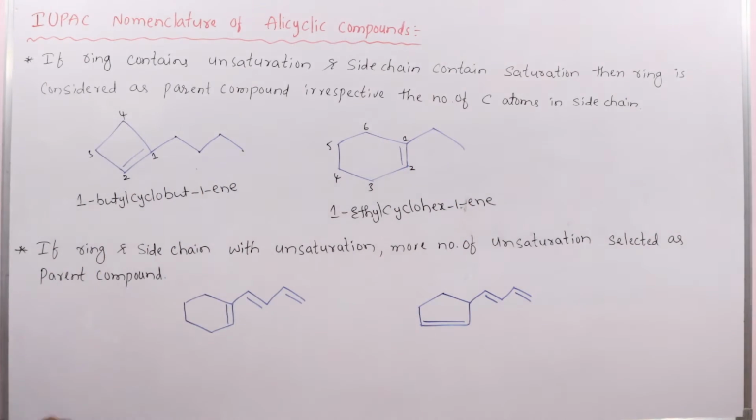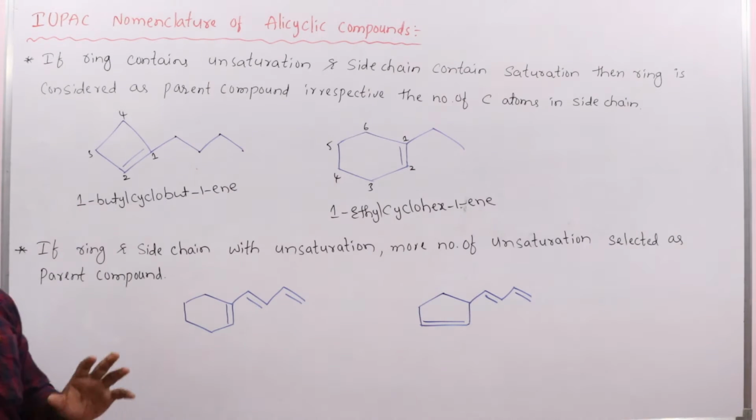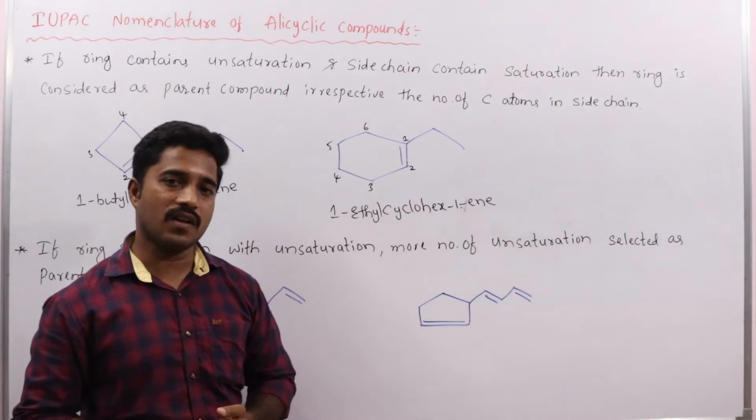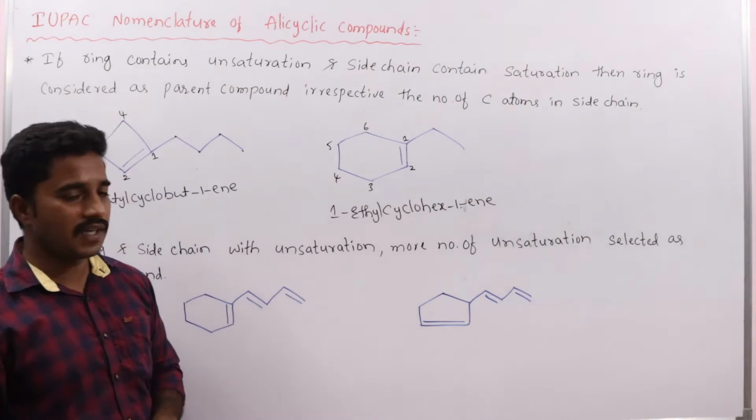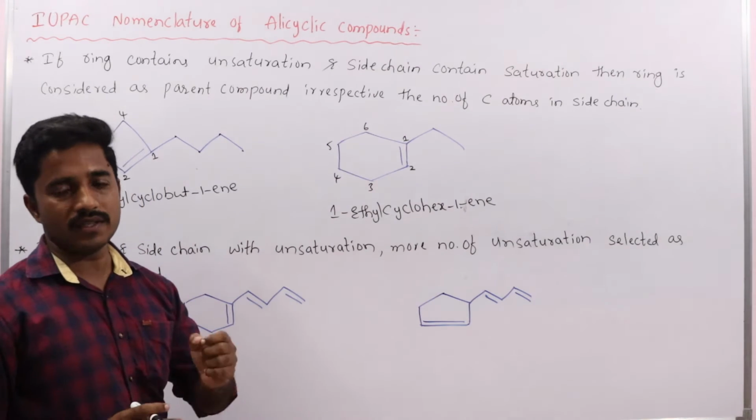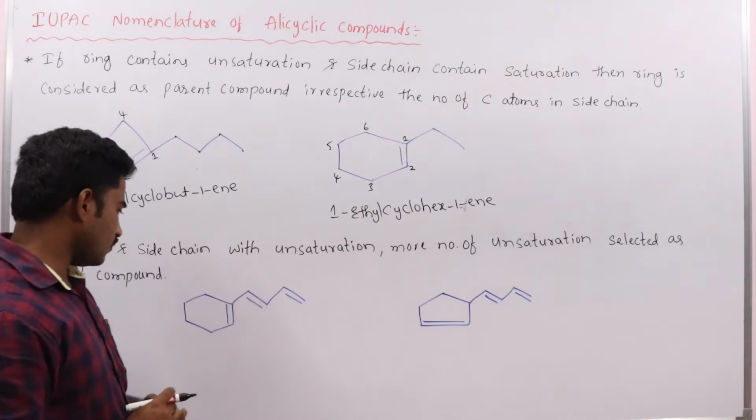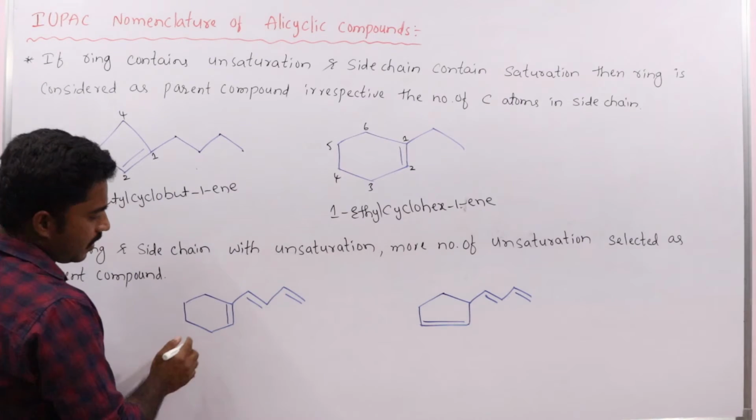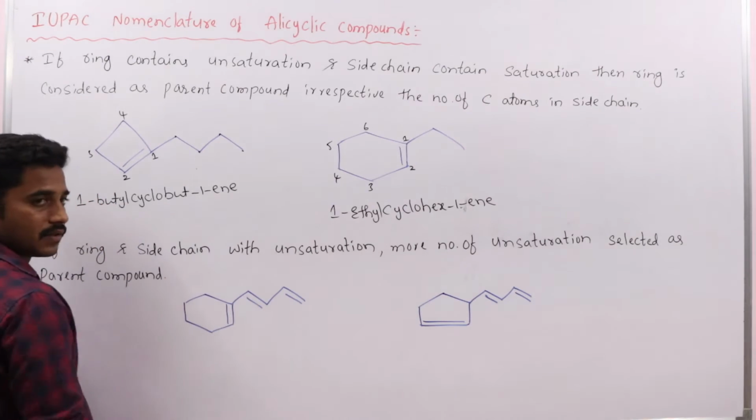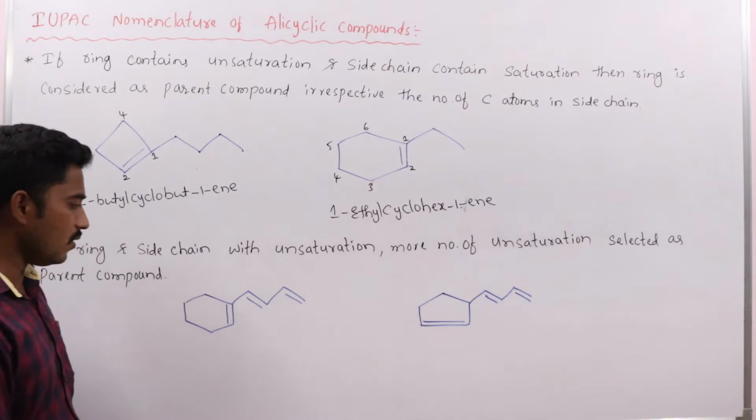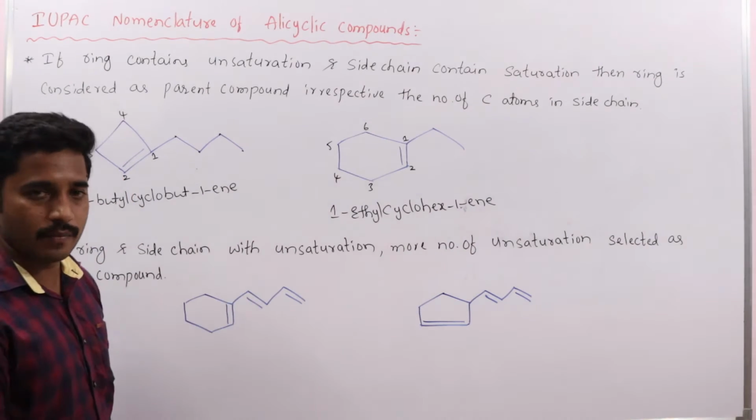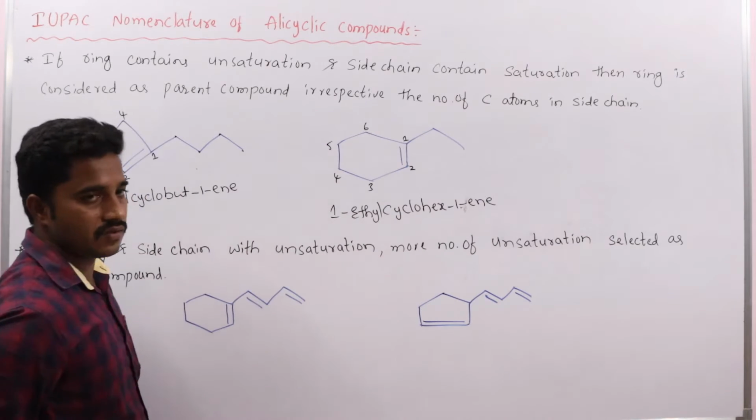Next, the 1 position has a double bond, that's why 1-ene. So let us see this rule. If the ring and the side chain both contain unsaturation, that is, the ring contains unsaturation as well as the side chain alkyl group, then wherever more unsaturations are present, we select that as the parent compound. So let us see. In this molecule, the ring contains only 1 double bond, the side chain contains 2 double bonds. Which one do we select as the parent compound? The side chain, because it has more unsaturations.